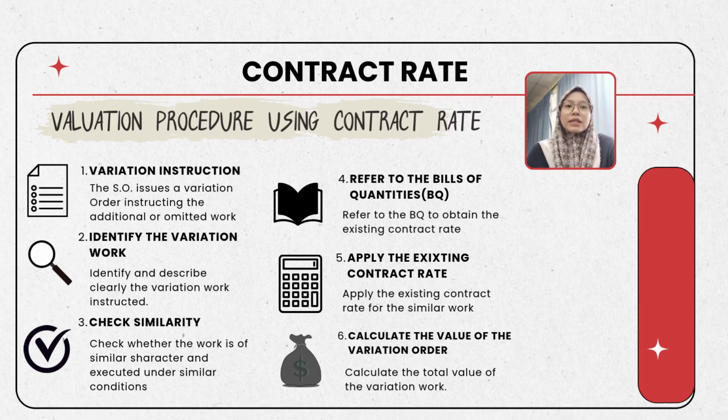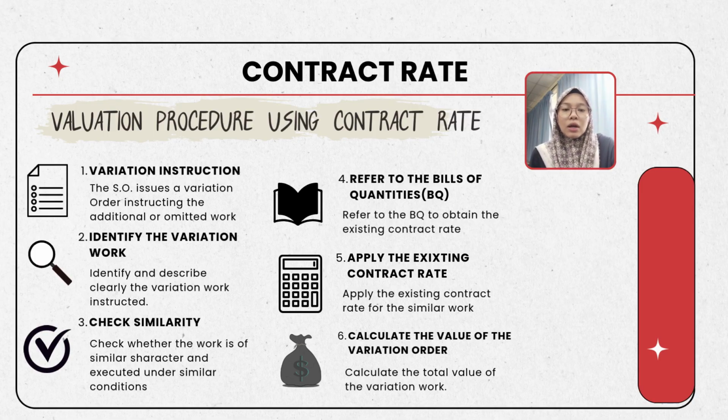Lastly, I will explain the valuation procedure using the contract rate. There are 6 steps. The first step is the superintending official issues a variation order to instruct the additional or omitted work. Second step is to identify and clearly describe the variation work so everyone understands what changes are required.